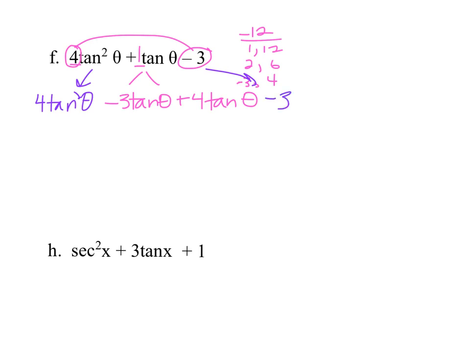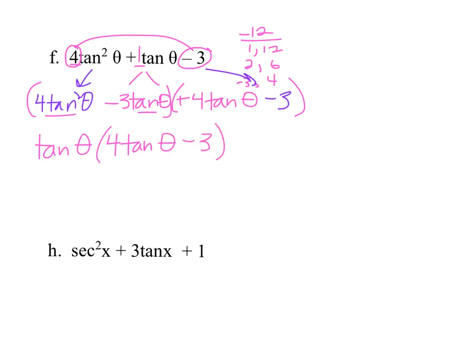Let's go to the grouping part from here. Put a parenthesis around the first 2 terms and around the second 2 terms. 4 tangent squared theta minus 3 tangent theta, they each have a tangent in common. We can put that out to the front. If we take tangent out of 4 tangent squared, we would just have 4 and a tangent left over. And if we take tangent out of 3 tangent, we just have that 3 left over.